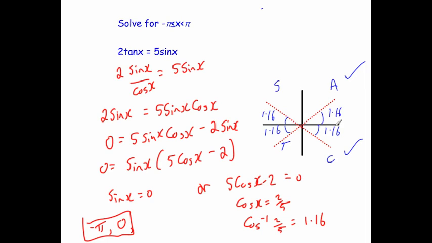Now let's find our angles. We're going from 0 to minus pi, from 0 all the way around to minus pi. So our first solution will be minus 1.16, and that's it. We've already got our minus pi and our 0. Now let's go around between 0 and pi. Our next solution is at 1.16, and that's it. So our solutions are minus pi, minus 1.16 radians, 0 radians, and 1.16 radians.